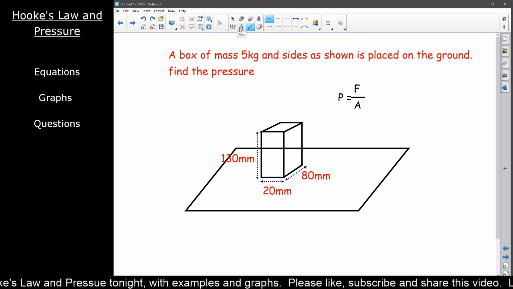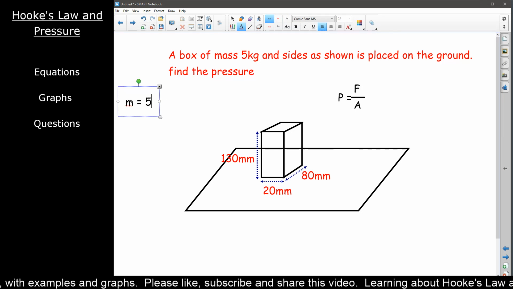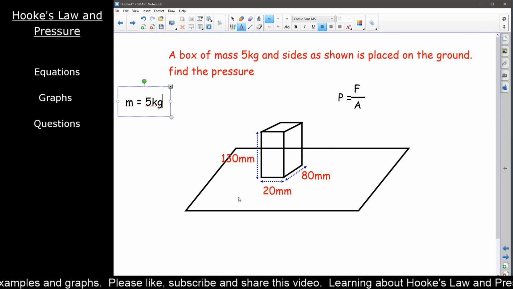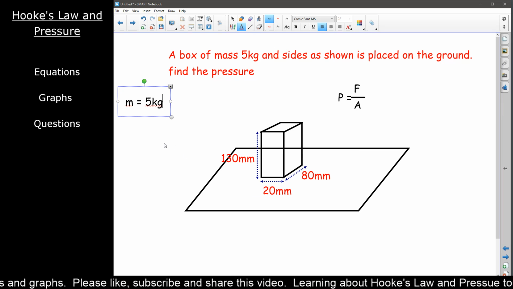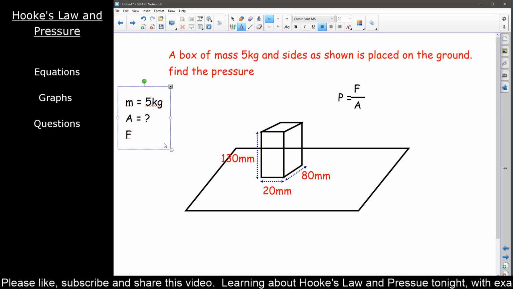And then we just pop our numbers in. But we don't have any numbers. Okay, what we've got from our question is that the mass is equal to 5 kilograms, and we have a series of measurements here. So we definitely don't know the area, and we definitely don't know the force.